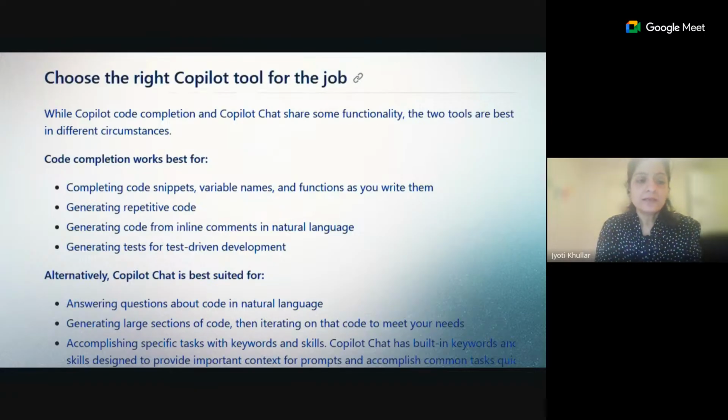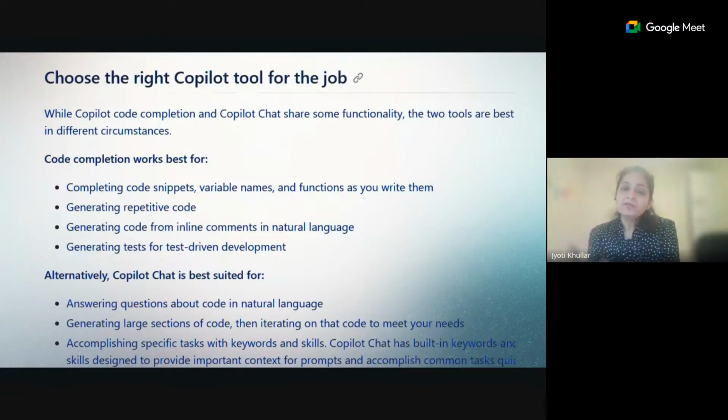Let's come to the second heading. "Alternatively, Copilot chat is best suited for." The term alternatively is usually used when something can be used as a replacement of the other, right? While here we are actually comparing two different things altogether. They have some common functionalities, but there are differences. So we are talking about the differences. So alternatively, I believe, is not the right term here.